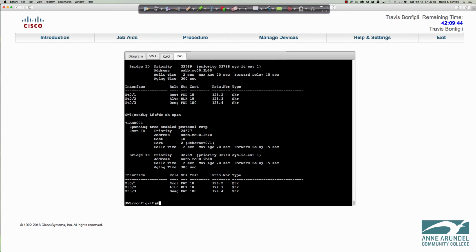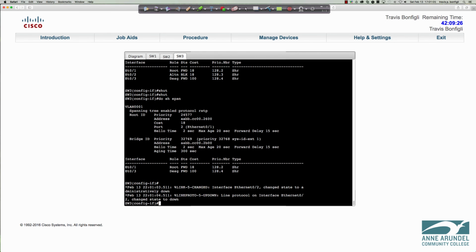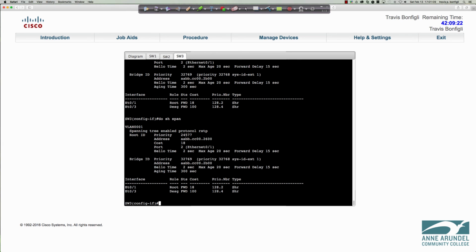And you see how quickly it did that. There's no listening, no learning. We went literally from disabled to, and I think we're to blocking, right? I think we're doing Ethernet 0/2 here. So again, if I say shut on Ethernet 0/2, watch how quickly, look, it's already in the forwarding state. So less than a second to converge from a spanning tree perspective.